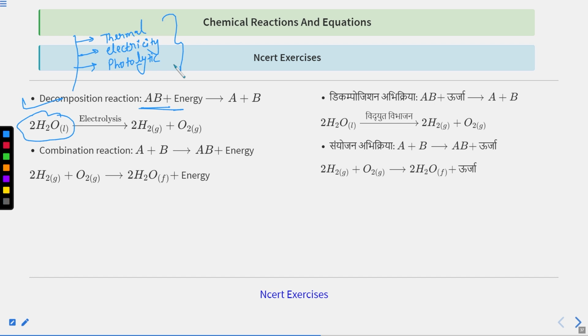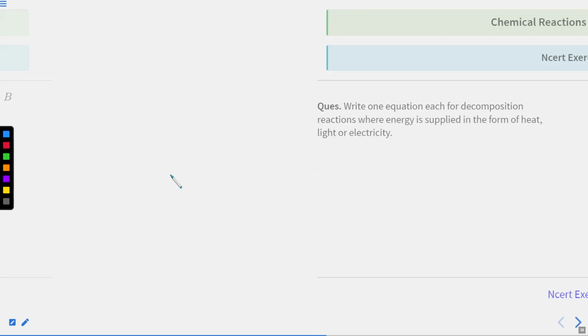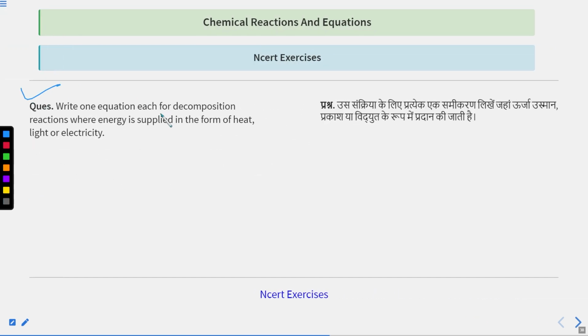Decomposition reaction: 2H2O, on electrolysis, gives 2H2 plus O2. Combination reaction: A plus B gives AB plus energy, so 2H2 plus O2 gives 2H2O plus energy. Here the H2O is liquid, but during the combination of H2 and O2 the amount of energy released is very high, and you will get the H2O in gaseous, vapor form. Next question: write one equation each for a decomposition reaction where energy is supplied in the form of heat, light or electricity.